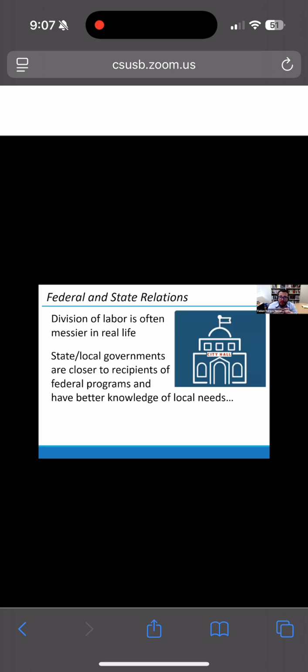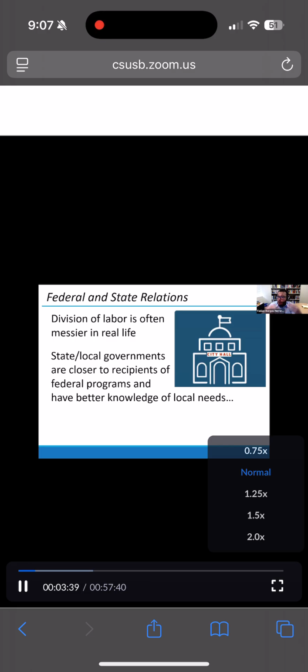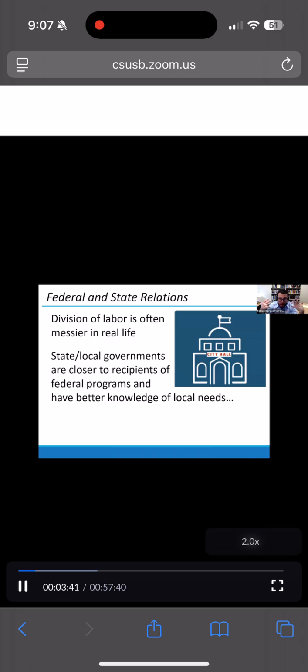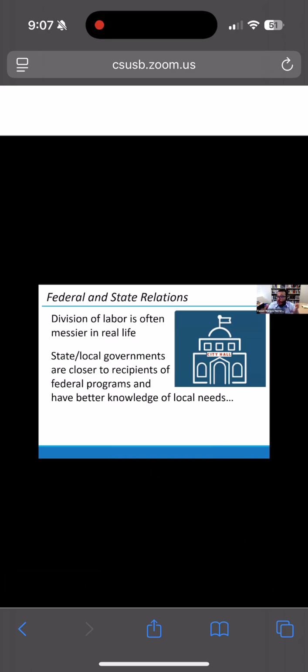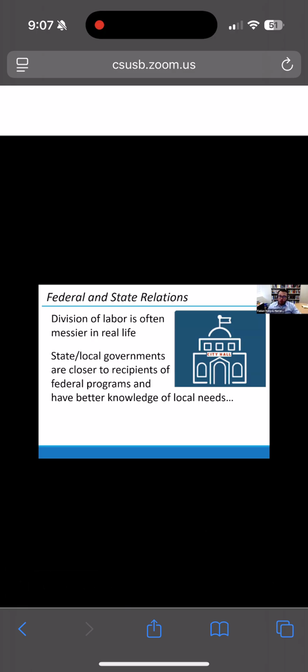State governments, as well as local governments, have the advantage that they are closer to the population, right? The federal government is often Washington, D.C., far away. State governments are closer to the people who benefit from federal programs. And remember, at the end of the day, the bulk of the federal government's resources go either to defense or to social insurance, pensions, healthcare, etc. So it is an advantage for state and local governments to be close to the beneficiaries of social programs.